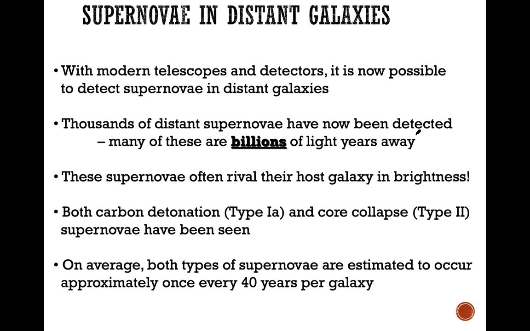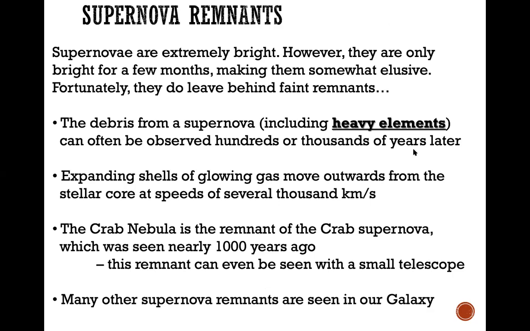Now, on average, both types of supernovas are estimated to occur approximately once every 40 years per galaxy, right? That is the estimation of astronomers depending on the data and the theories that we have, right? And then we actually have supernova remnants, by the way. The supernova remnants means the remainings after you have a supernova, right?